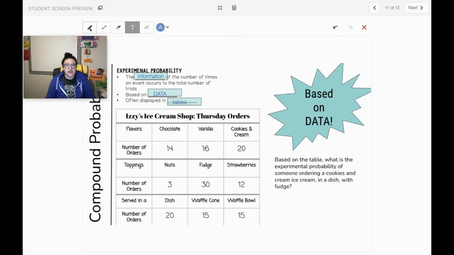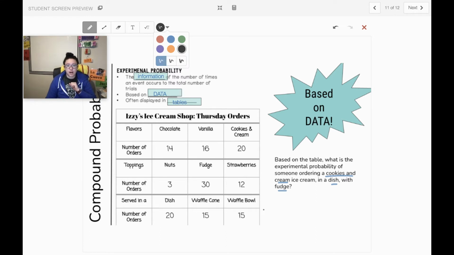So over here on the side, it says based on the table, all that information we have there, what is the experimental probability, so we've got to use that data, of ordering cookies and cream ice cream in a dish with fudge. Before we only had 2 things, like 2 balls that we were trying to pull out or 2 cards that we were trying to draw. Now we have 3 different probabilities we're looking at.